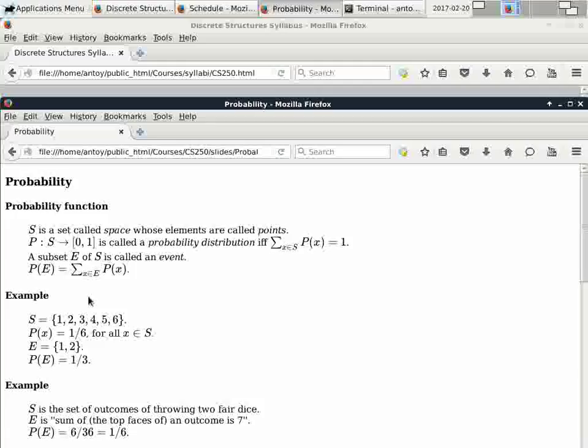So we have this set. The key piece is a function, which is called a probability distribution. The probability distribution is a function. The domain of the function is the space. The codomain is the real interval between 0 and 1. The extremes are included. And this function has a requirement. When you add the value of the function over all the elements of the space, the sum is 1.